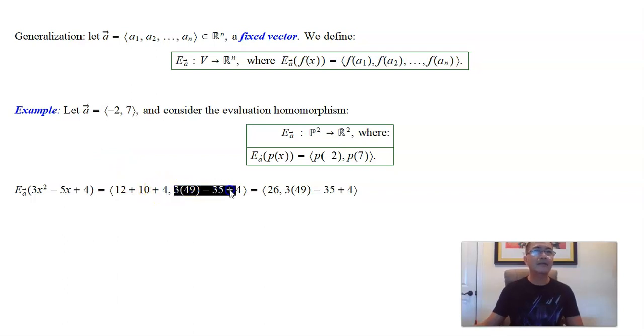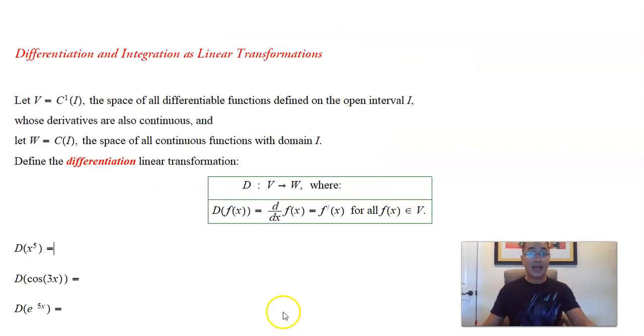Okay, did I do that right? Let's see. Yeah, thank you very much. We do get 116. Ooh, I still got it. All right, so that is the output for 3x squared minus 5x plus 4. We will go back to this example later on in the video.